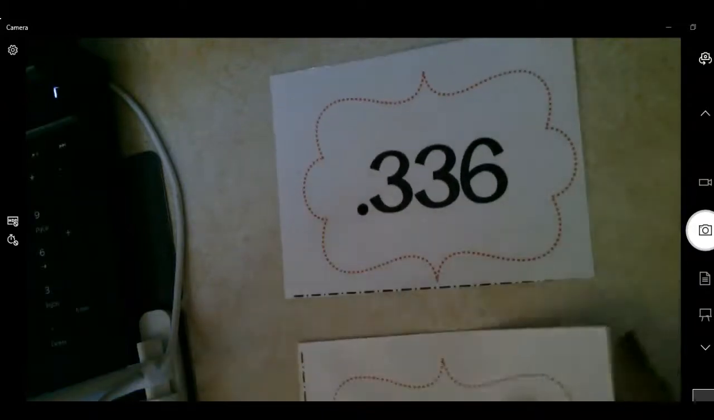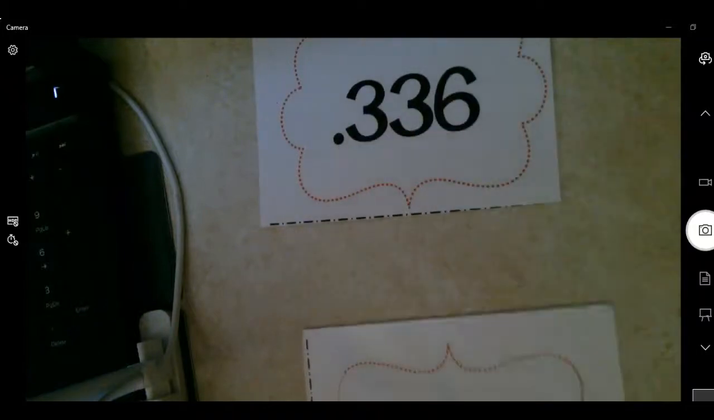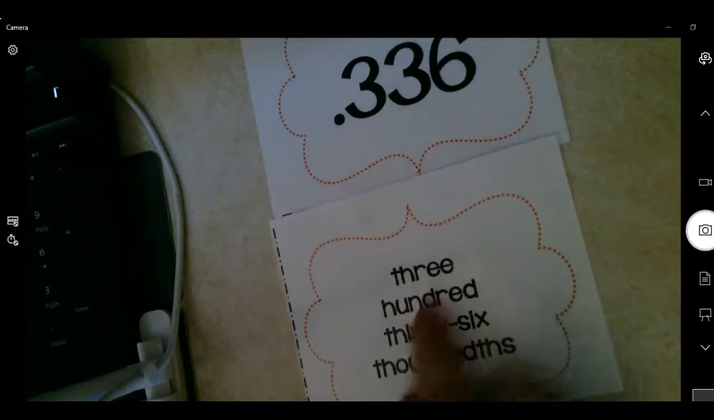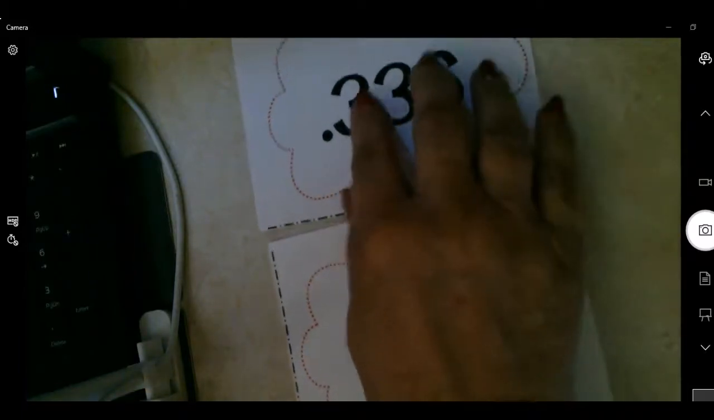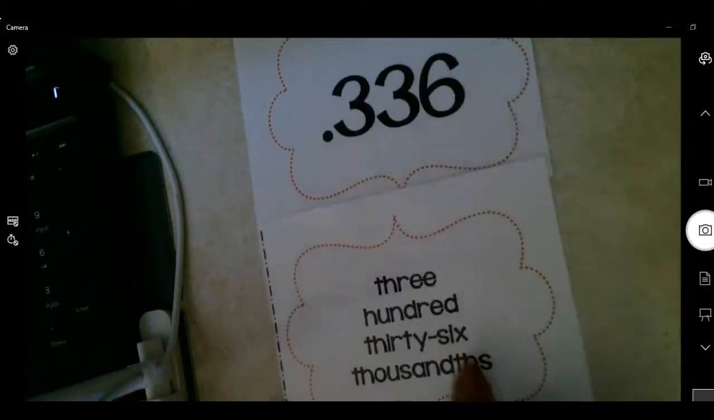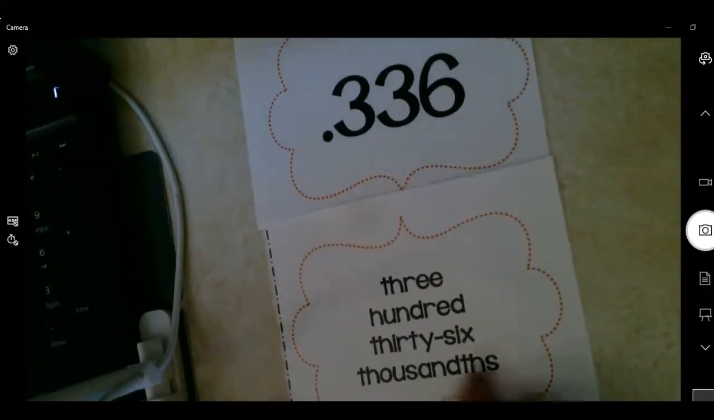So this standard form, written in word form, would look like this: 336 thousandths. So this is standard form. This one is word form. Let's look at another one.